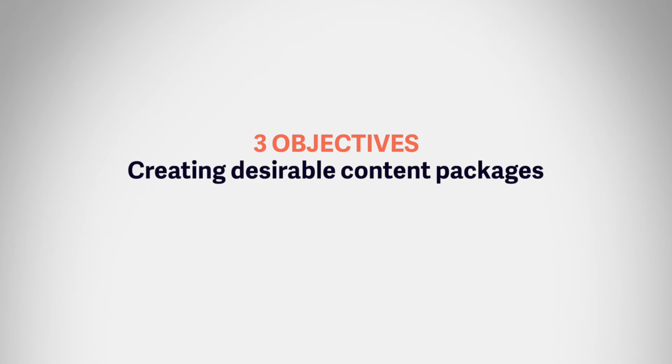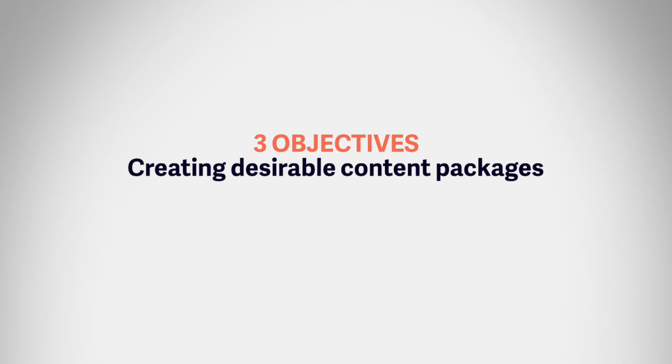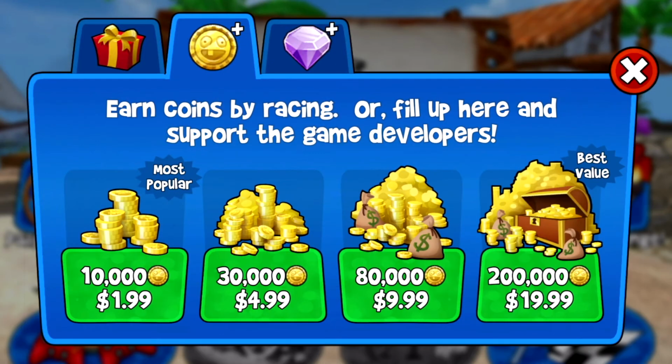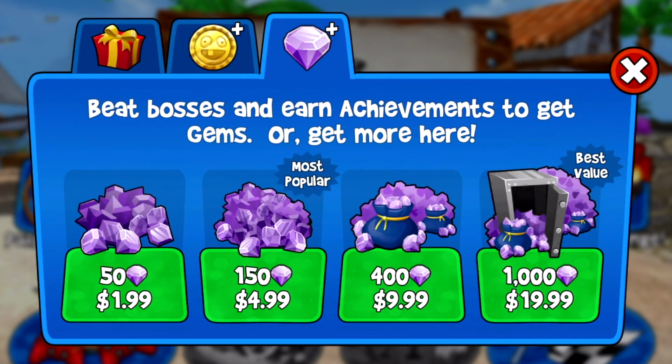Secondly, we've covered the basics of the 3 objectives of effective game monetization: creating content packages that are highly desirable for players to purchase. Secondly, tying that content to different currencies such as playtime invested, ad time invested, or real money IAP, so that different demographic groups from preteens to mature adults can have an option to earn or purchase this content using the currency that players view gives them the best perception of value.